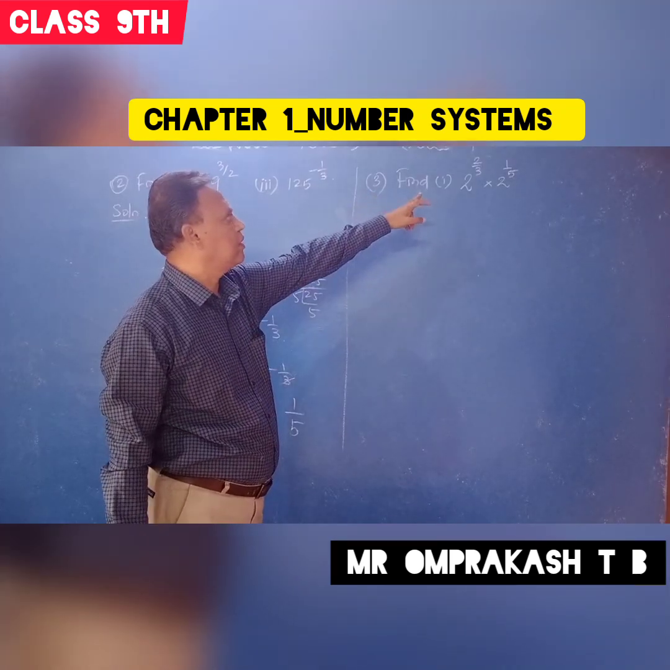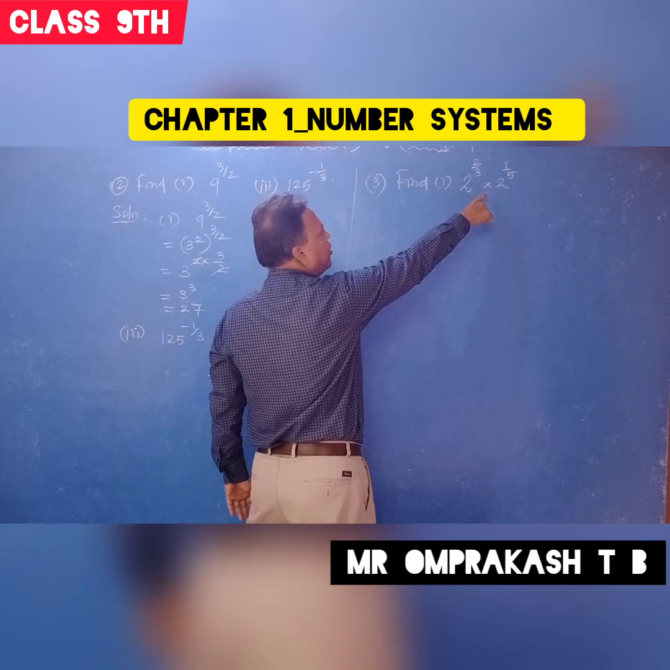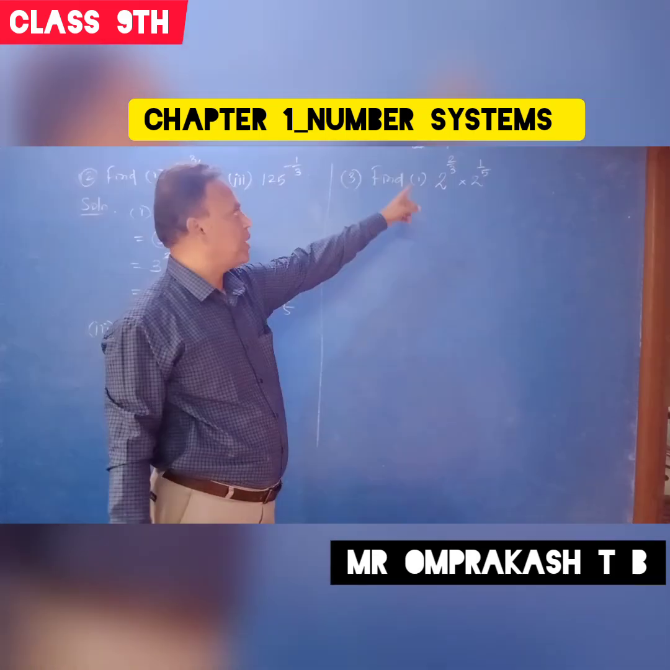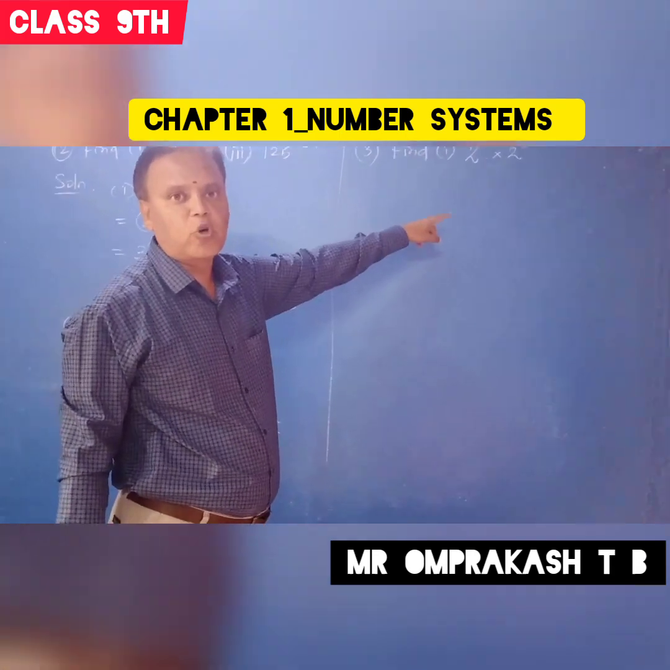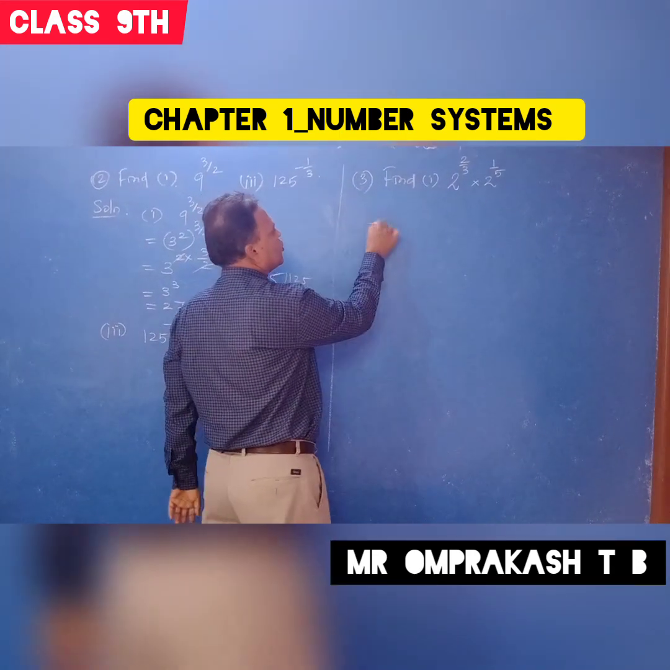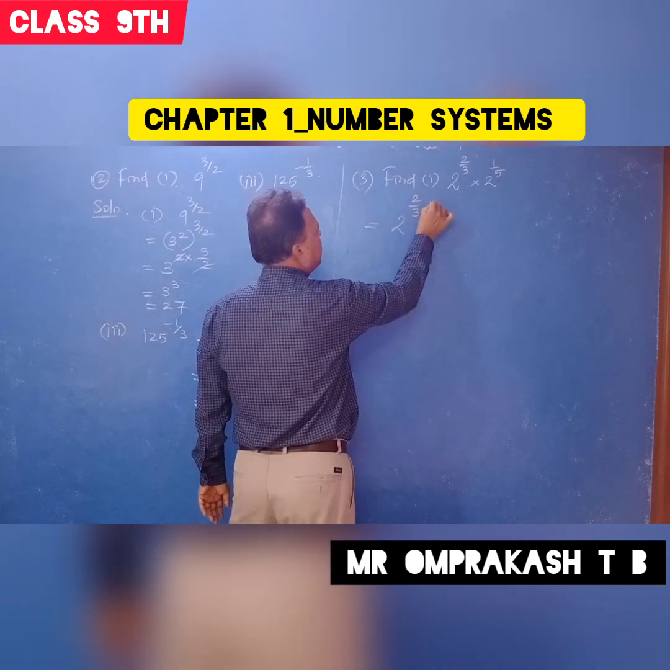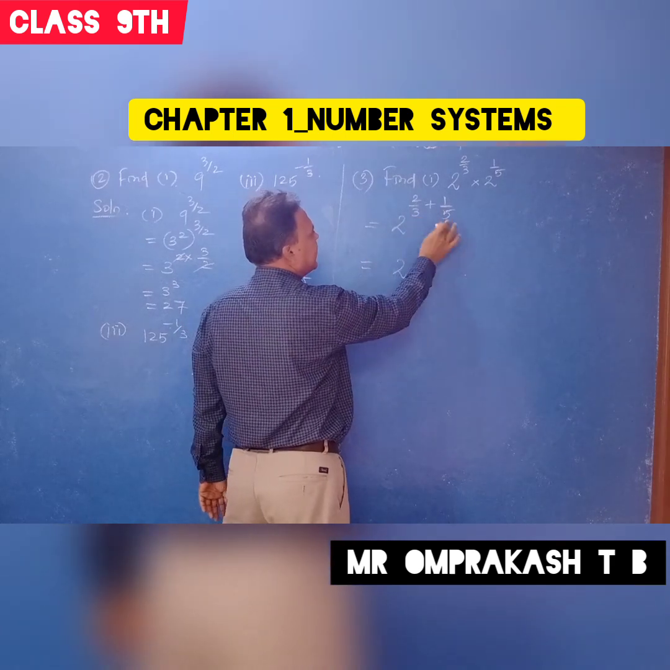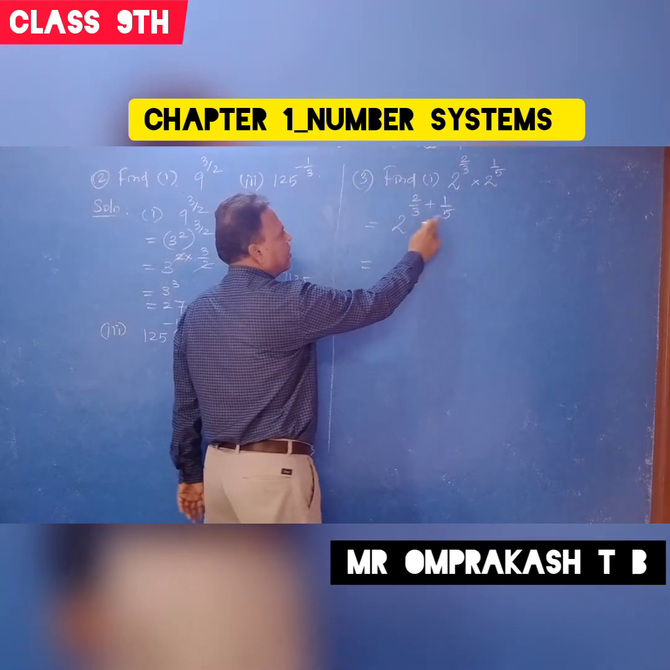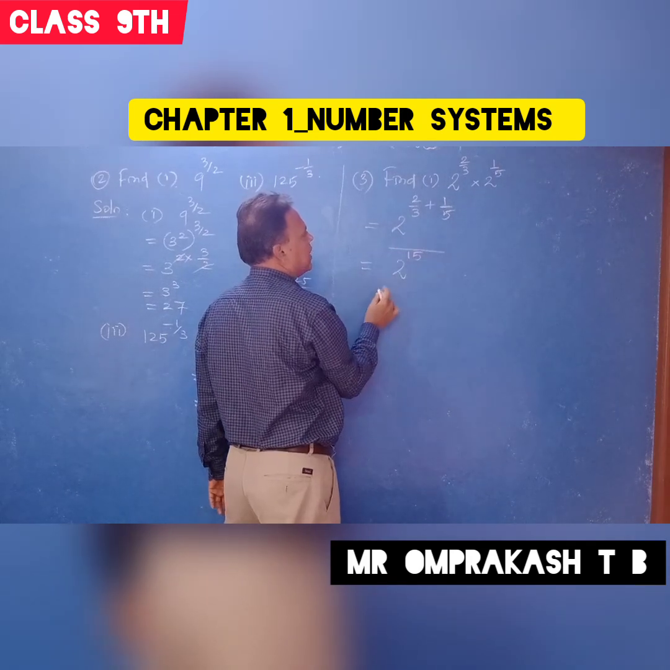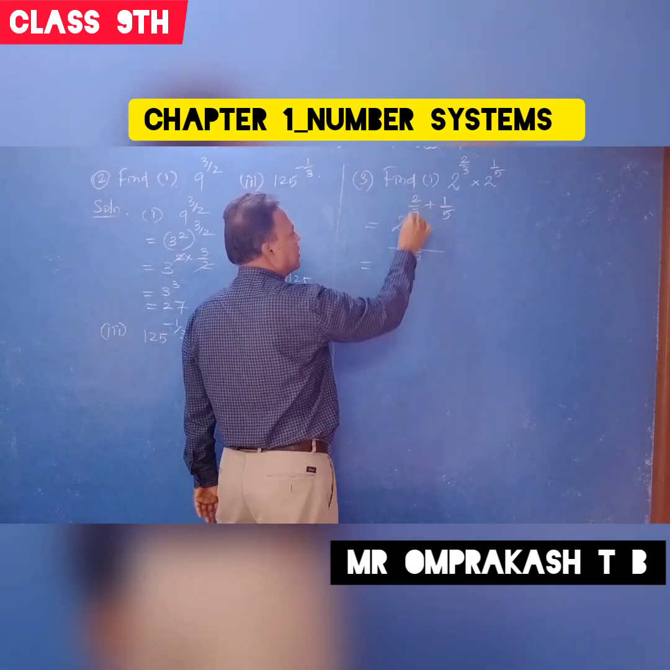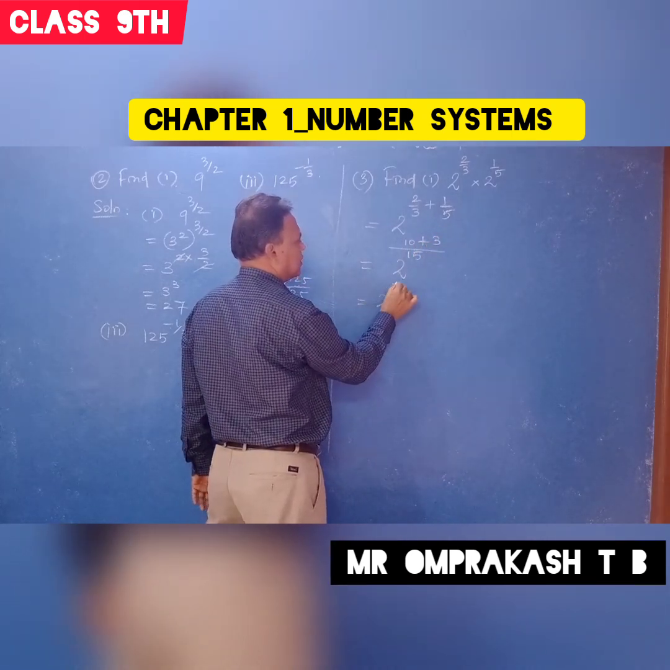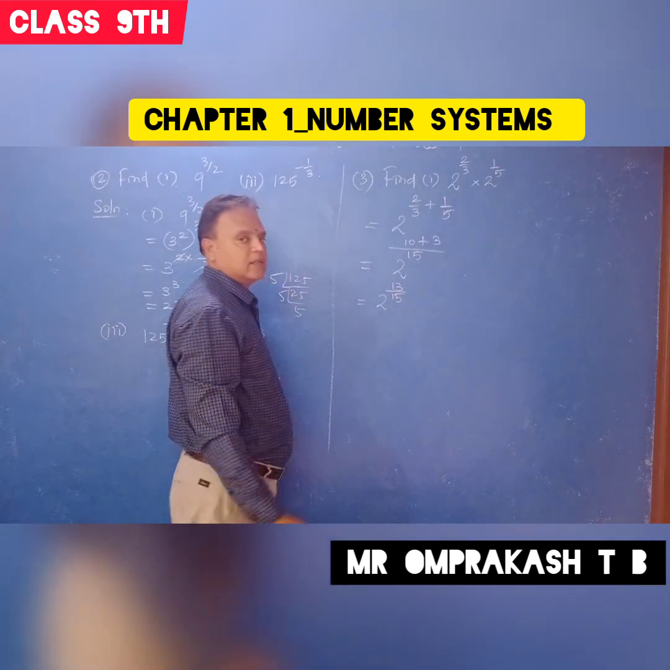Next, third problem you see: 2 power 2 by 3 into 2 power 1 by 5. The base is the same but the power is different. In a product, what you have to do? Addition. You have to do addition. So 2 power 2 by 3 plus 1 by 5. So 2 power, take LCM. What is the LCM? 15. 3 divided means 5, 10 plus 5, divided means 3. So that is 2 power 13 by 15.